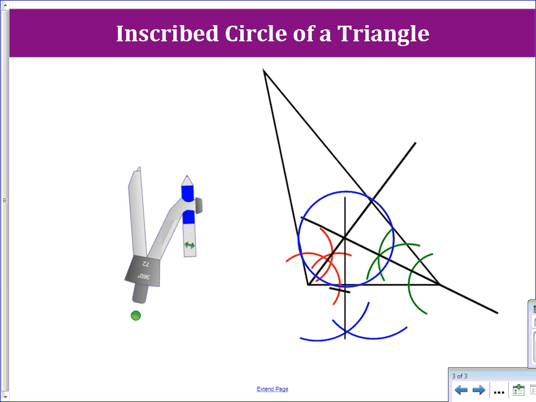But in order to make your inscribed circle for your triangle, you just have to create the incenter, which is the intersection of your angle bisectors. This is one of the hardest ones to do because of all of the lines that are associated with this construction.